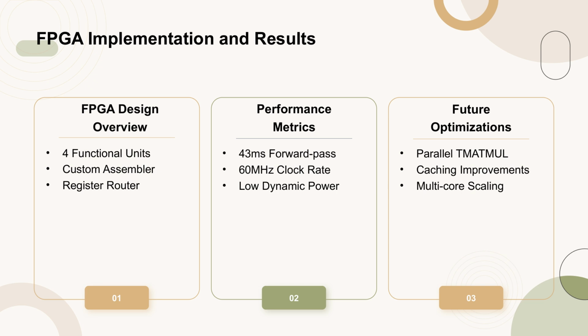The FPGA implementation of the MatMul-free token generation core includes 4 functional units: row-wise operation, root mean square, load store, and ternary matrix multiplication. A custom assembler was developed to convert assembly files into an instruction ROM. The register router manages instruction delegation to available registers. Performance metrics show a forward pass time of 43 milliseconds at a clock rate of 60 MHz, with extremely low dynamic power. Future optimizations include parallelizing the TMATMUL functional unit and implementing caching improvements to mitigate DDR4 channel contention.